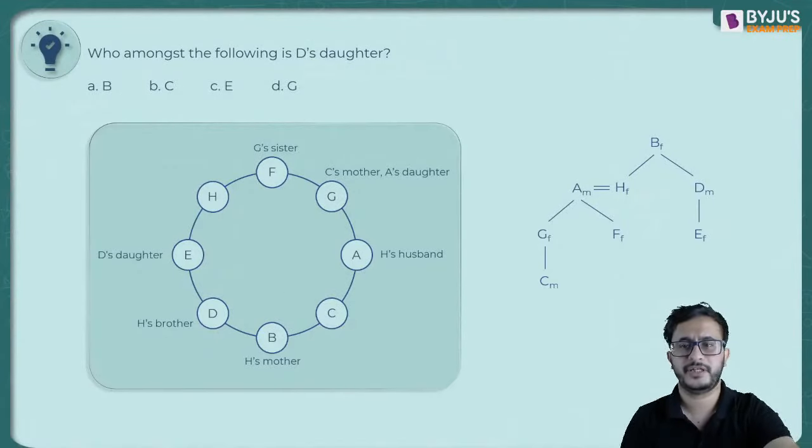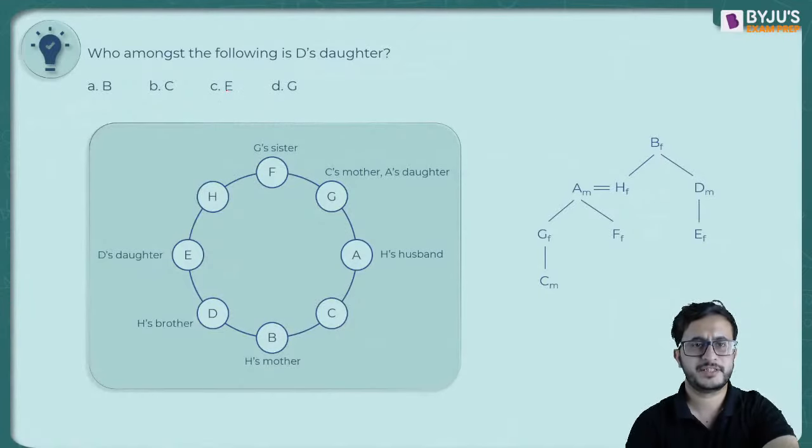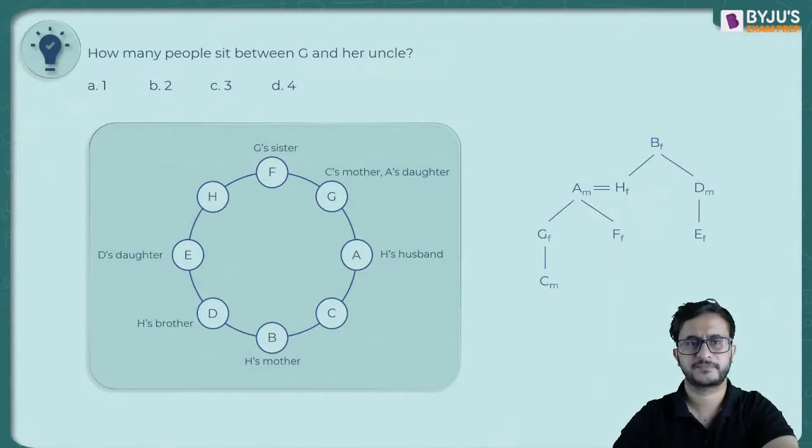Who amongst the following is D's daughter? So D's daughter is E.